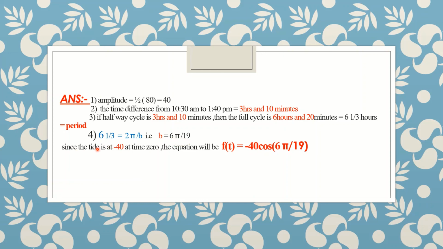Since the tide always starts down inside the ocean at negative 40 at time 0, the equation will be f of t equals negative 40 cos of 6 pi over 19 t. Instead of positive, you should take negative, because the tide starts from down inside the water body. So this equation models the above question.